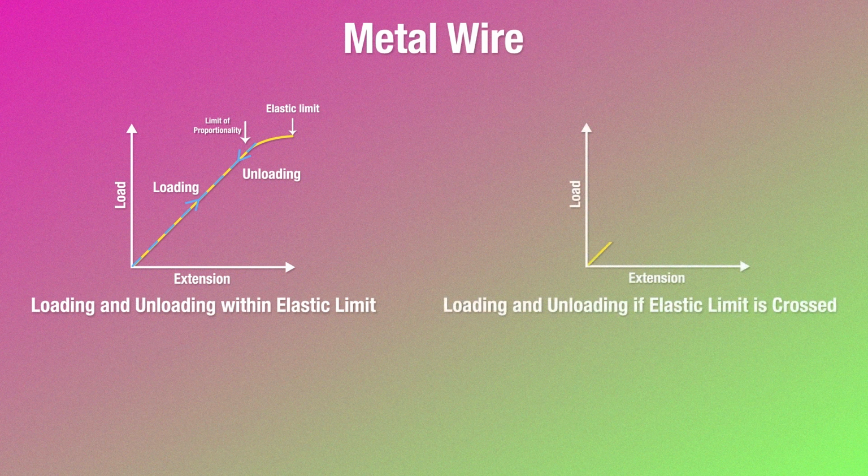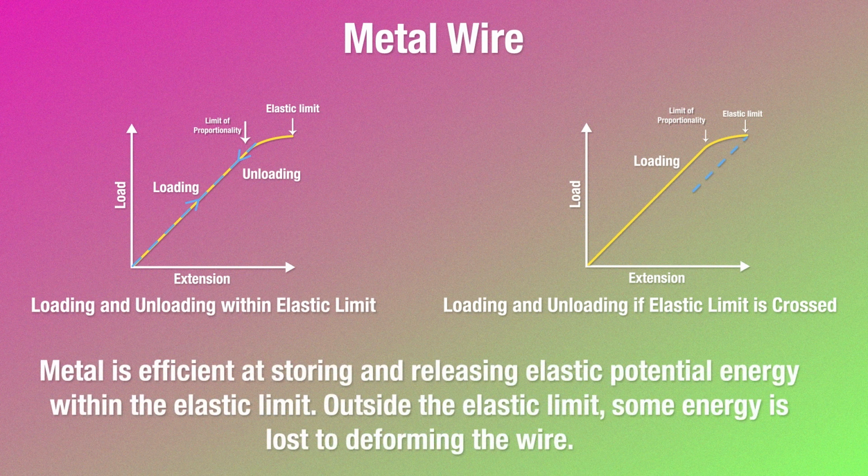As we'll see in the loading and unloading graphs for metals where the elastic limit is crossed, the energy put into the wire while loading is greater than the energy released while unloading. And this is because some of the energy is used to permanently deform the metal, and as a result of that, it can no longer be released.